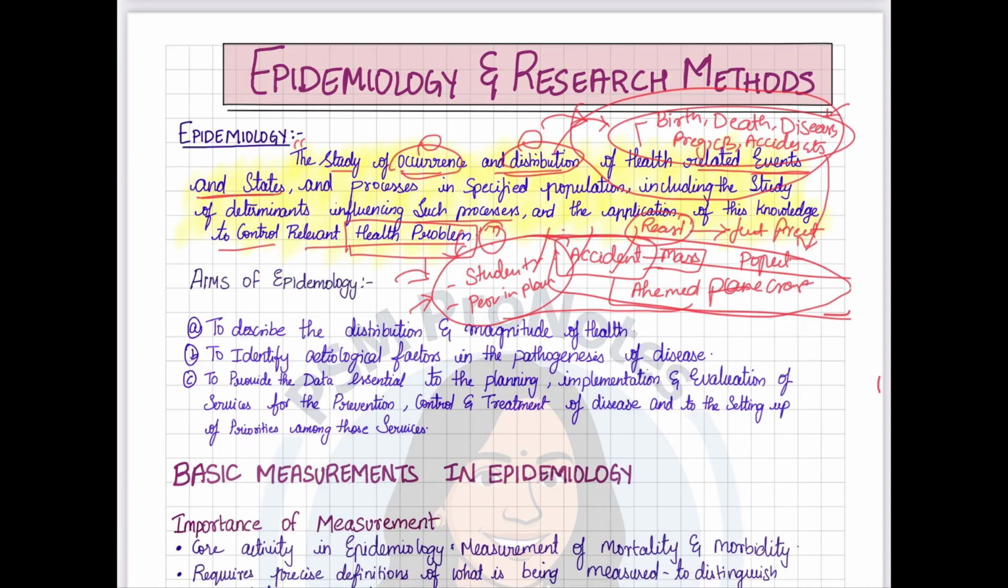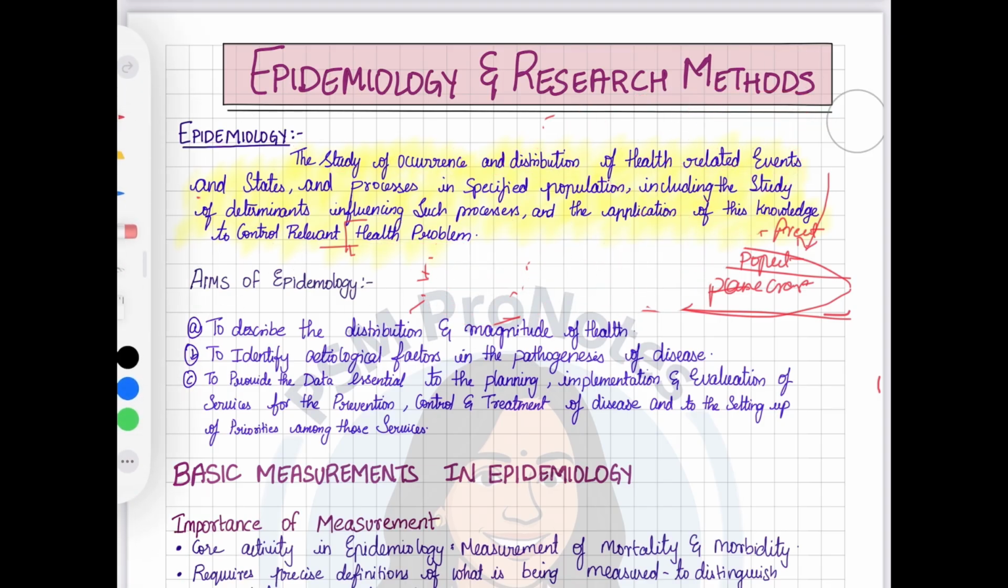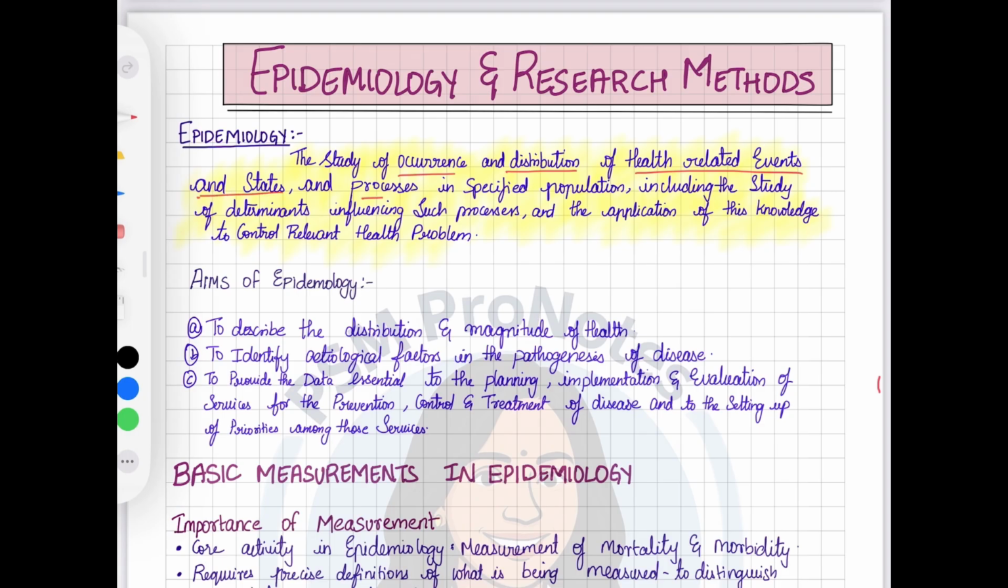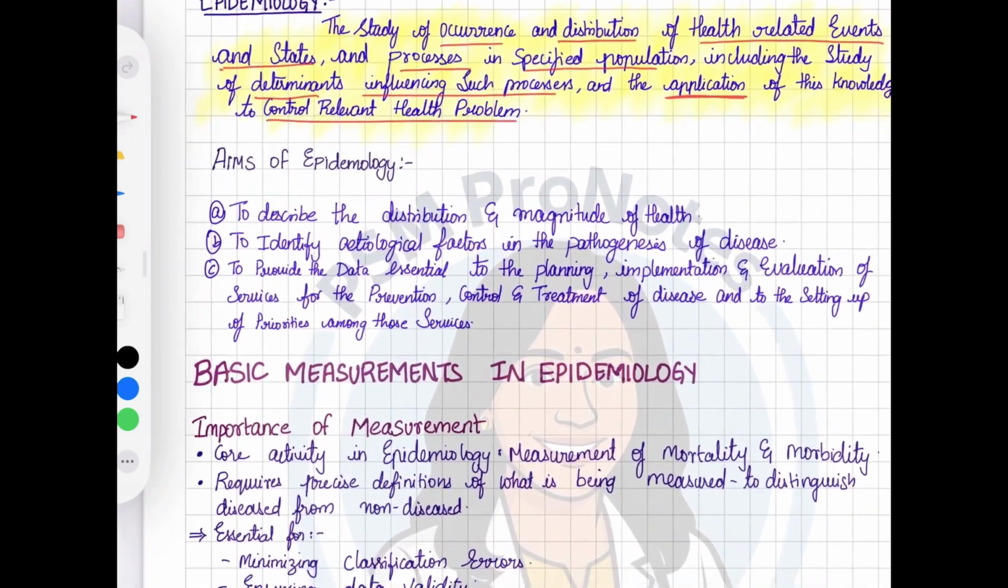So this is the definition of epidemiology. What will be the definition? It is the study of occurrence and distribution of health related events and states and processes in a specified population, including the study of determinants influencing such processes and application of this knowledge to control relevant health problems. So I hope you have understood the definition.